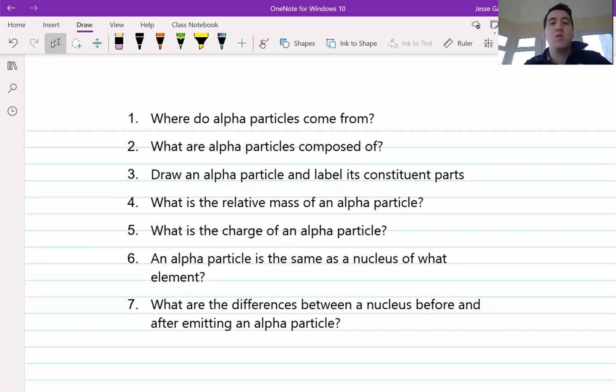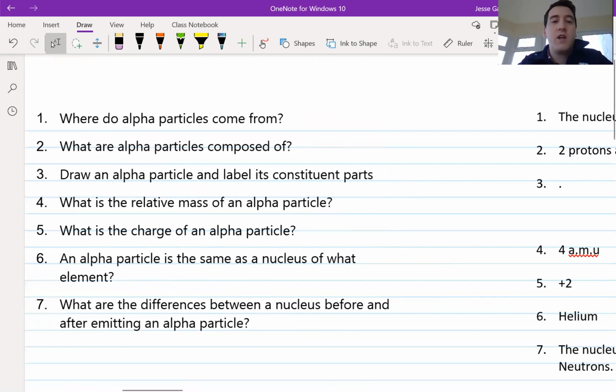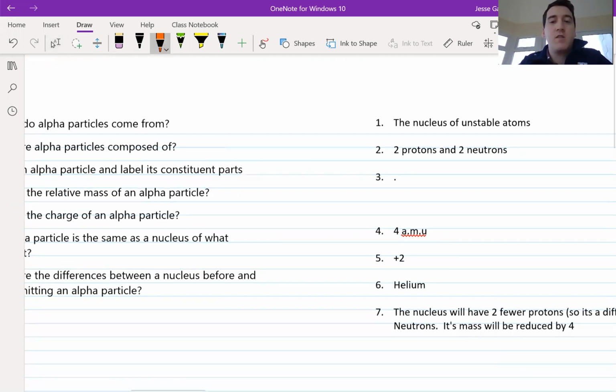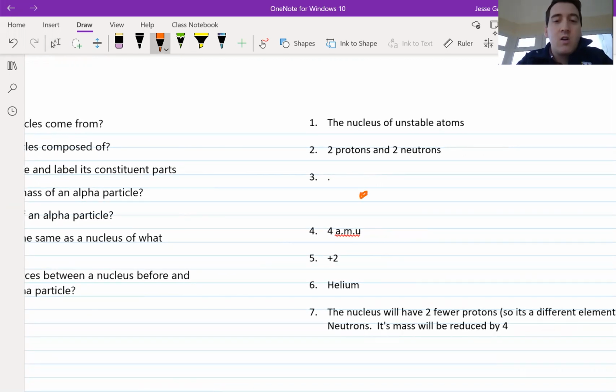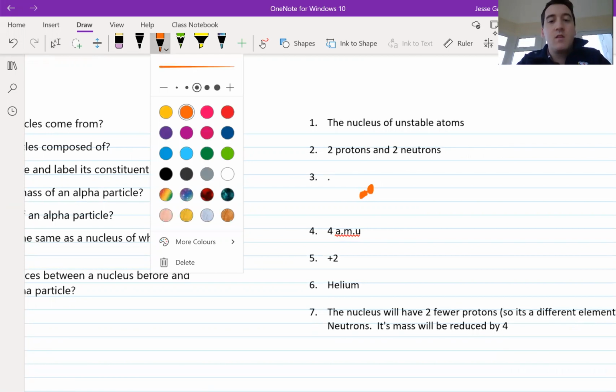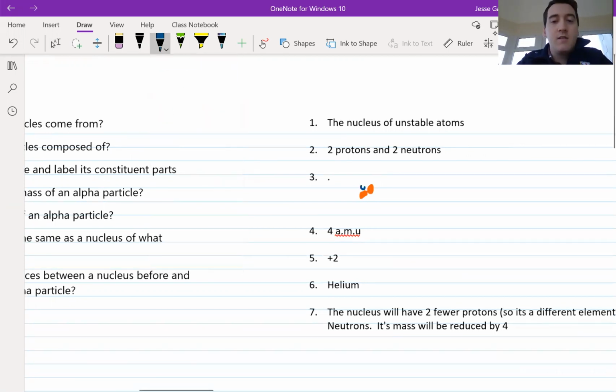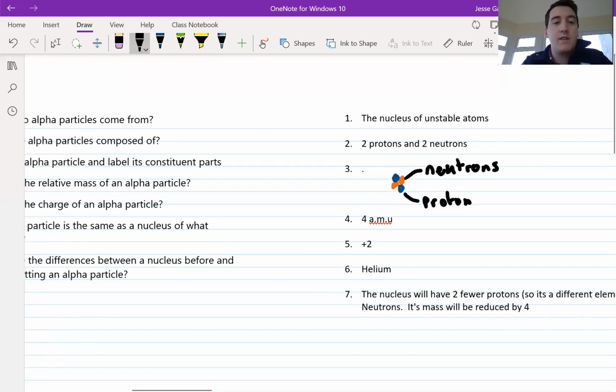What are alpha particles composed of? 2 protons and 2 neutrons. Draw an alpha particle and label its constituent parts. Okay, so this is what you should have. Color coding, 2 of one color and 2 of another color. Then you label them. So this here is proton, and this is neutron. You can give them a key if you don't want to use labeled arrows like this. Protons and neutrons, 2 protons, 2 neutrons, that's it there.